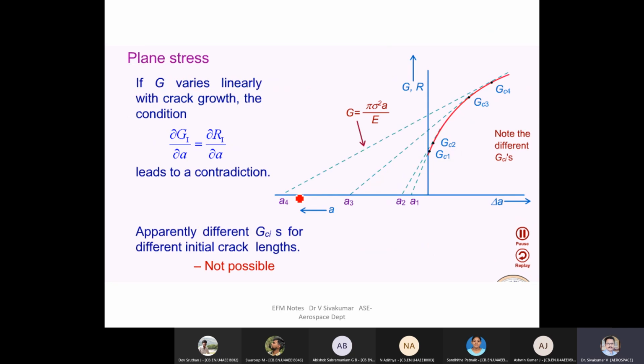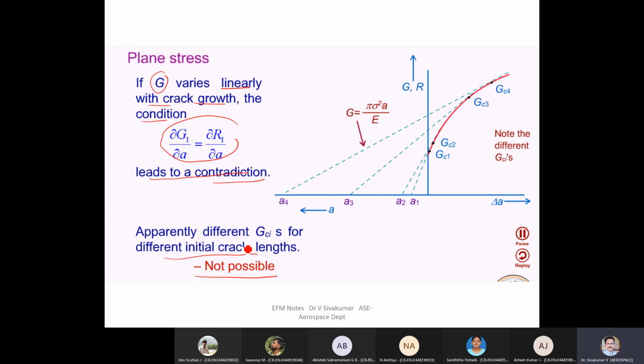So what people have done, what is the solution? If G varies linearly with the crack growth, then the condition leads to a contradiction. So apparently different GCs for different initial crack lengths is not possible. That is what I'm telling right now.